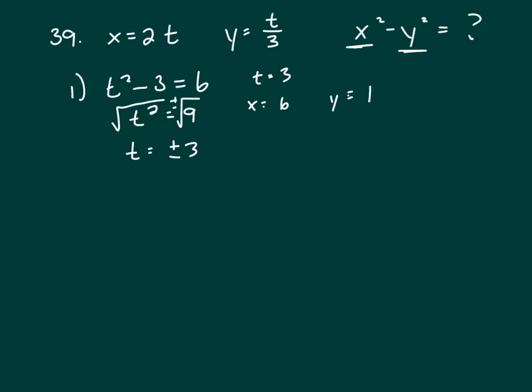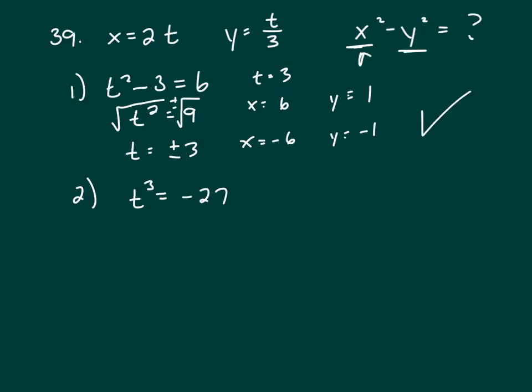be 35. Now, if you let t be negative 3, you get x equal negative 6, and you get y equal negative 1. But once again, when you plug that negative 6 in, you're going to get positive 36 minus a positive 1. So each time your answer is 35. So clue 1 works.